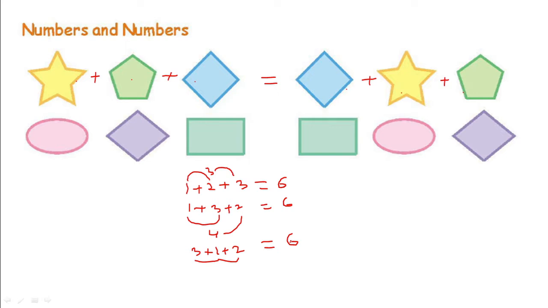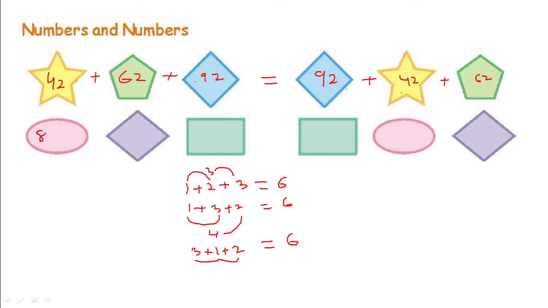Okay, sum doesn't change by changing sequence. It remains the same. Suppose we have 42, 62, 92. If 42 is added to 62, then added to 92, the result will be the same when we add 92, 42, 62. The sum remains the same even if we change the order.